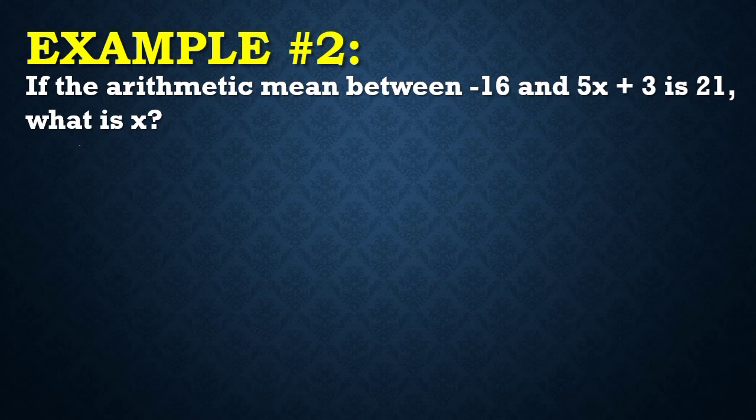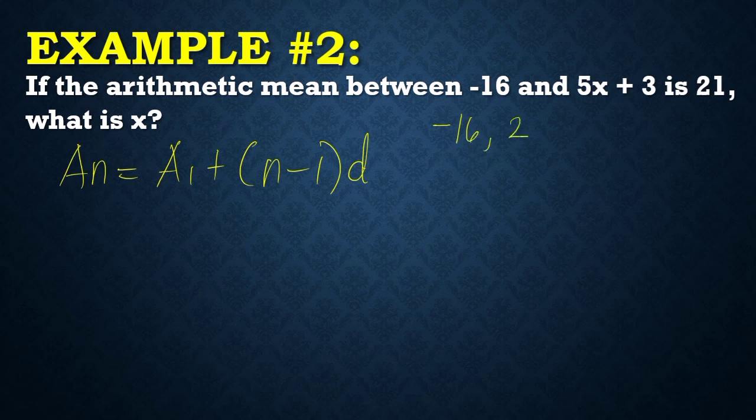So, write the formula for the arithmetic sequence. A sub n is equal to a sub 1 plus the quantity of n minus 1, d. Now, ang gagawin muna natin dito is, ililista muna natin yung mga terms para makita natin na tatlong terms yung arithmetic sequence. So, mangyayari negative 16, and then 21, tapos 5x plus 3. So, negative 16 is the first term, 21 is the second term, and then 5x plus 3 is the last term.